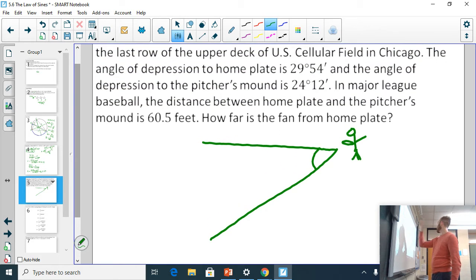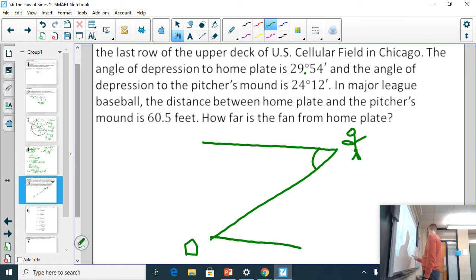And it said that is to home plate, so maybe I'm going to draw just a little home plate right there. The angle is 29 degrees and 54 minutes. And I'm just going to immediately write this triangle here. These two angles are going to be the same, and 29 degrees and 54 minutes is actually 29.9 degrees, so I'm just going to write that in right away.